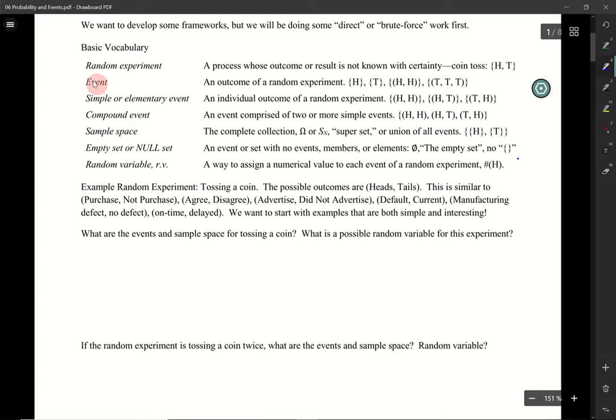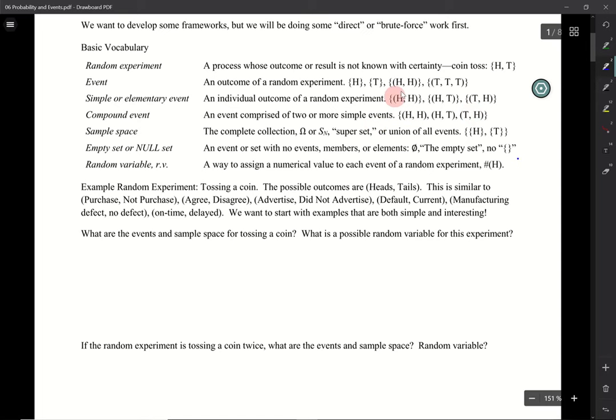When we talk about events, there are simple or elementary events, or there could be compound events. When we say simple or elementary event, we mean an individual outcome. So if we're talking about two tosses of a coin, one simple event could be that the first one was heads and the second one was heads. Another elementary event could be that the first one was heads and the second one was tails, or the first one was tails and the second one was heads. Of course, the last one would be tails, tails, right? A compound event is an event comprised of two or more simple events. And so, you might look at this.